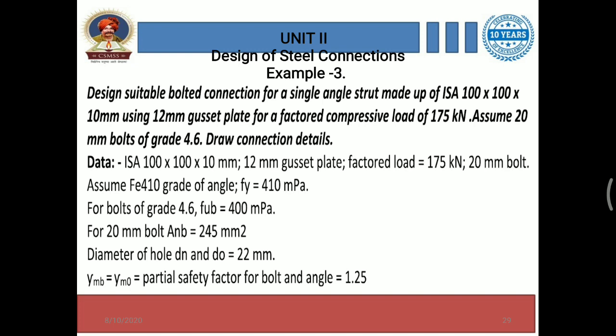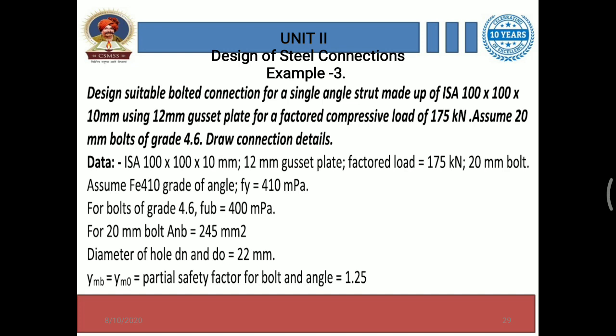One plate has an Indian standard angle, ISA, which is an equal angle section 100 by 100 by 10 mm, and this angle section is connected with a 12 mm thick gusset plate, which carries a compressive load of 175 kN. The bolt diameter is given as 20 mm, and we have to draw these connections.